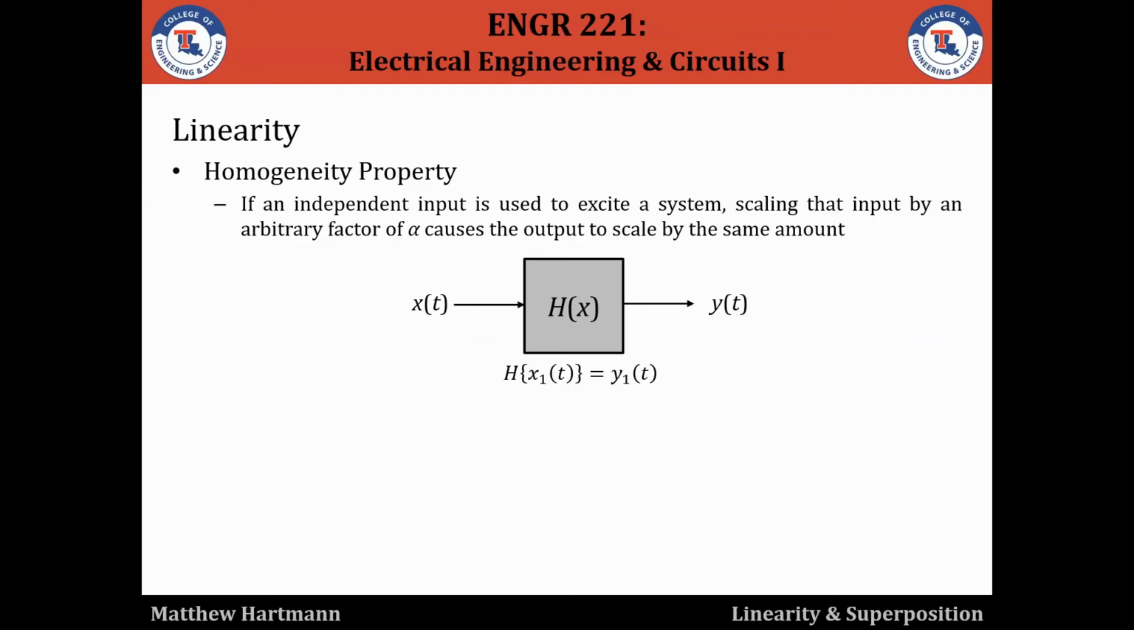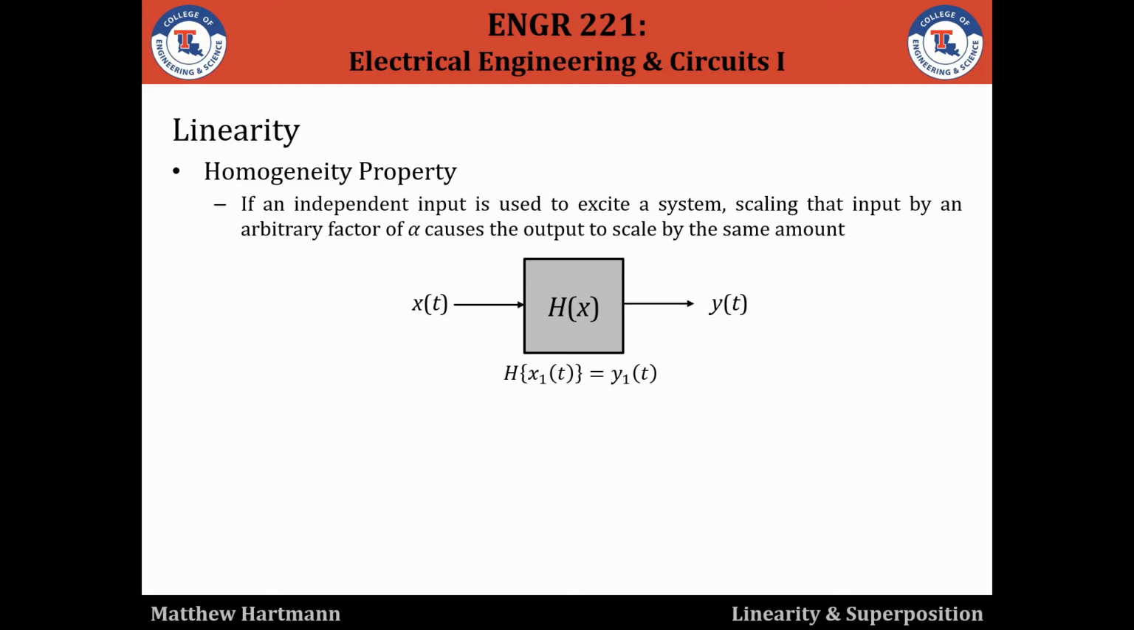The next property of linearity that we are going to discuss is the homogeneity or scaling property. The homogeneity property states that if an independent input is used to excite a system, scaling that input by an arbitrary factor of alpha causes the output to scale by the same amount.